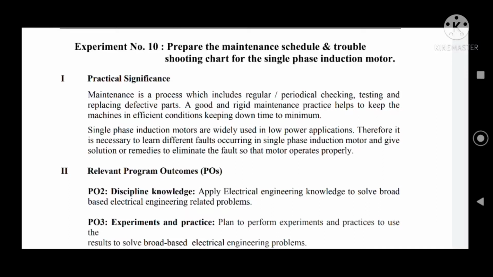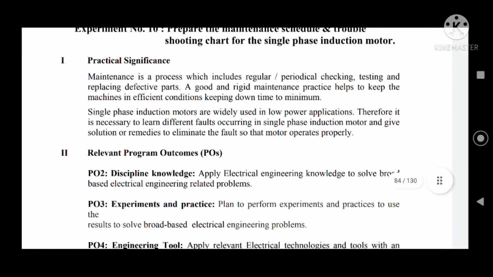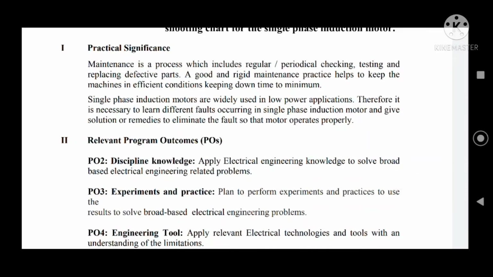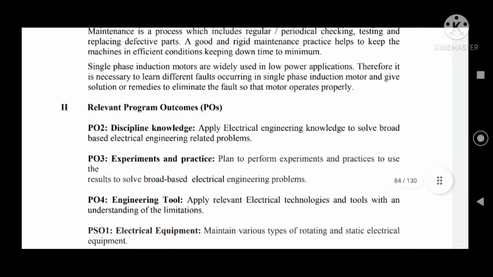Practical significance: maintenance is a process which includes regular or periodical checking, testing, and replacing defective parts. A good and rigid maintenance practice helps to keep the machines in efficient conditions, keeping down time to minimum. Single phase induction motors are widely used in low power applications, therefore, it is necessary to learn different faults occurring in single phase induction motor and give solution or remedies to eliminate the fault so that motor operates properly.